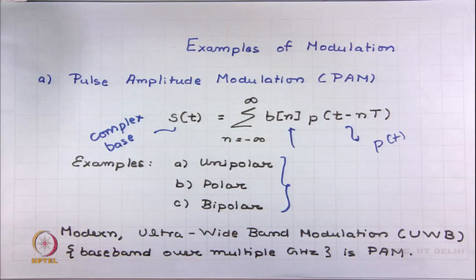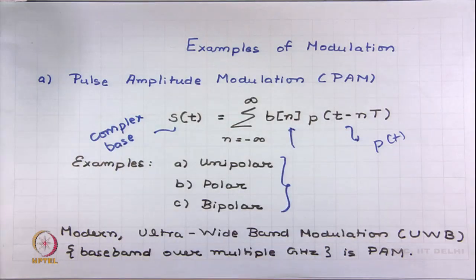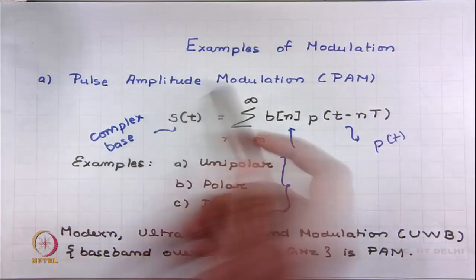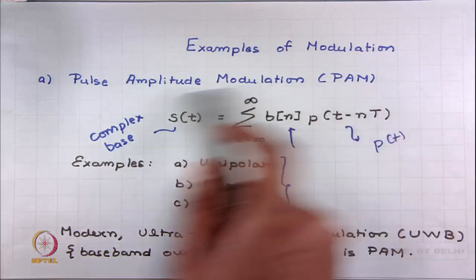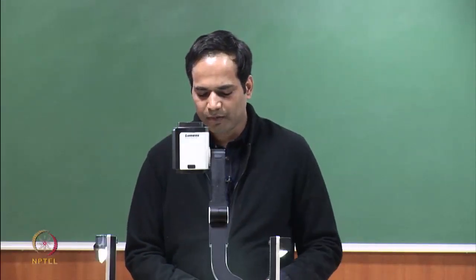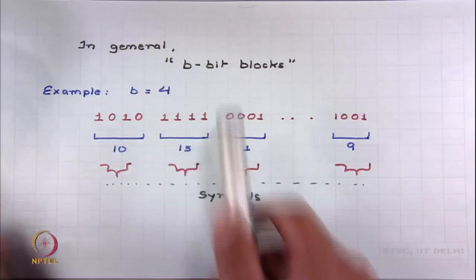In modern times, there is a very popular ultra wideband modulation scheme, which is also an example of pulse amplitude modulation. The only thing is that the complex baseband signal that we use runs over multiple gigahertz. So, this is a very wide bandwidth signal, but that is also an example of pulse amplitude modulation. And it is a good idea to start thinking about pulse amplitude modulation, and from here we can go to other modulation schemes. Okay. So, let us see what happens in the modulation technique.